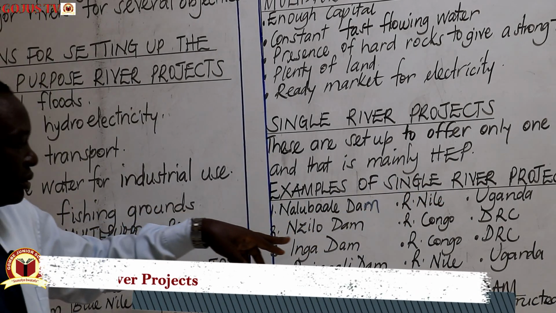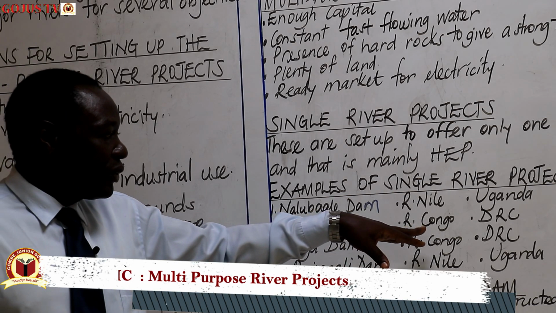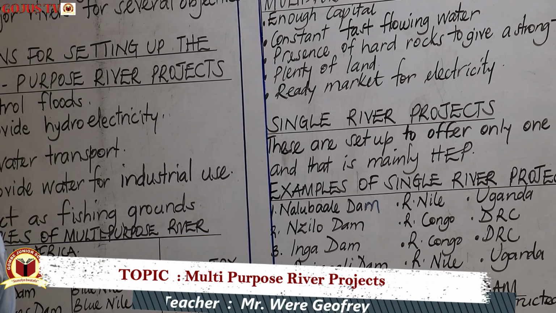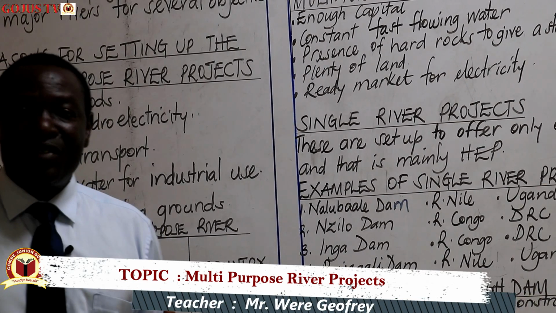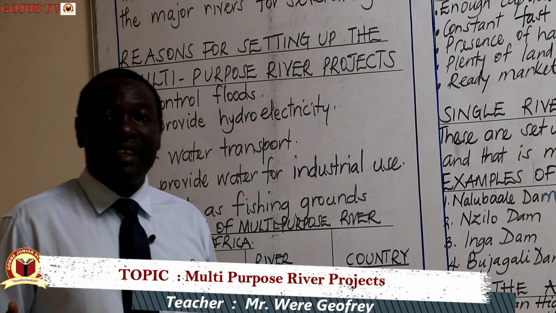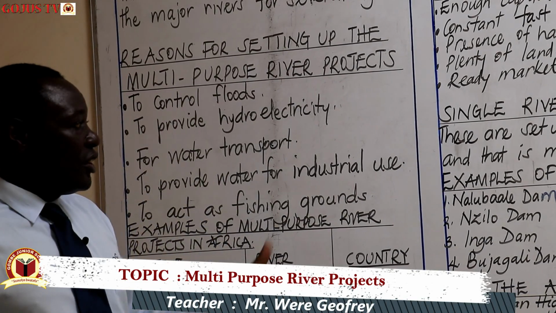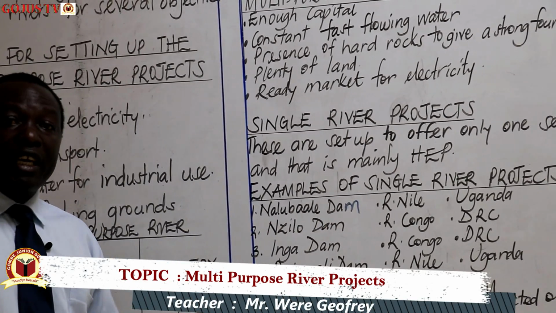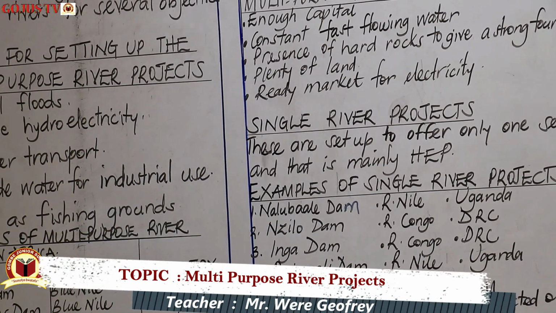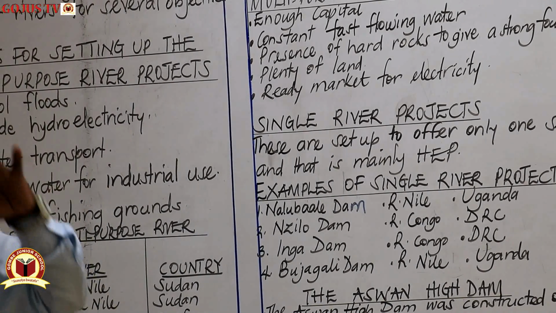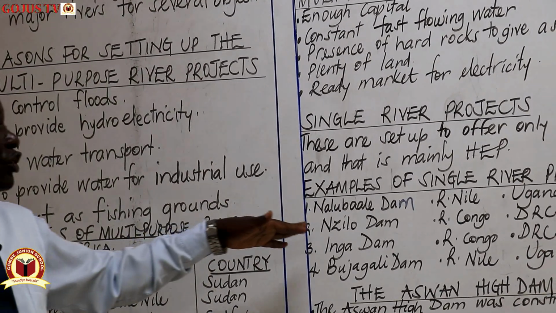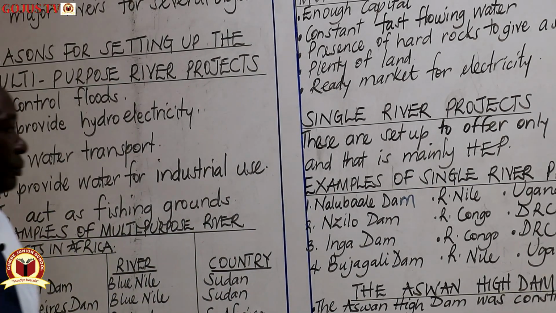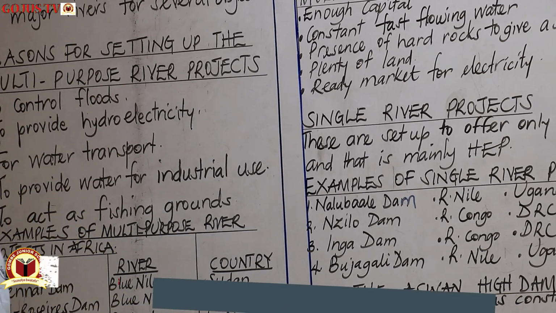We have Nzilo Dam, this on River Congo in DRC. Now, what you must note is that River Congo is the largest river in Africa. It carries the largest volume of water compared to other rivers in Africa. You know the reasons why it carries a lot of water. But I can take you through some of the reasons. One, it is located in the equatorial region that receives a lot of rainfall. And also it has a lot of tributaries that join that river to give it a lot of water.